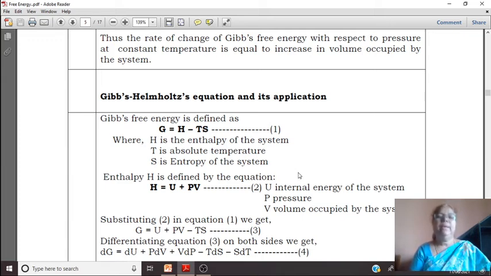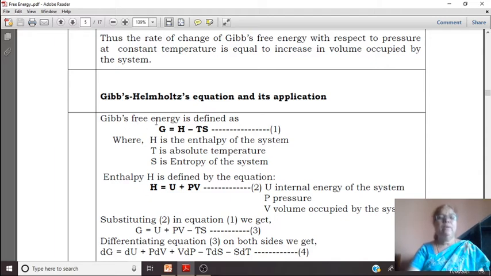And last time you have learned the Gibbs-Helmholtz equation. The Gibbs-Helmholtz equation is the relationship between enthalpy, entropy and Gibbs free energy of the system. Let us revise the Gibbs-Helmholtz equation once again.